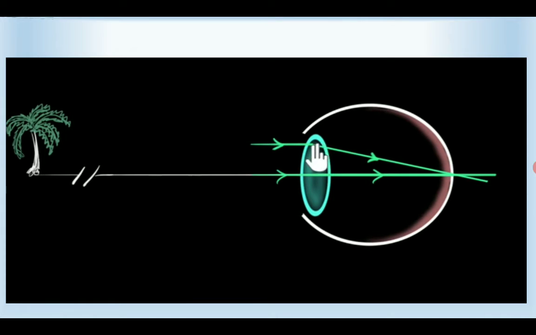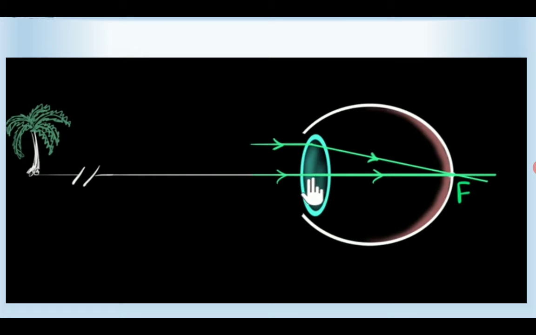This means that the principal focus of our eyes must be at this point. Does that make sense? Because any parallel ray of light after refraction through a thin convex lens passes through the principal focus. And so this has to be the principal focus of our eye. So right now, that is the principal focus of our eye, and this distance is the focal length.